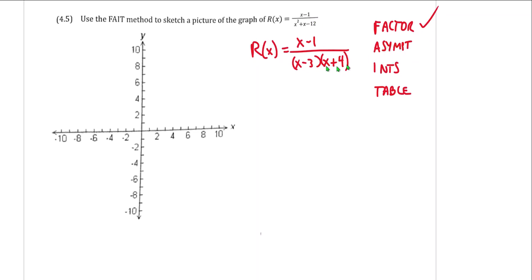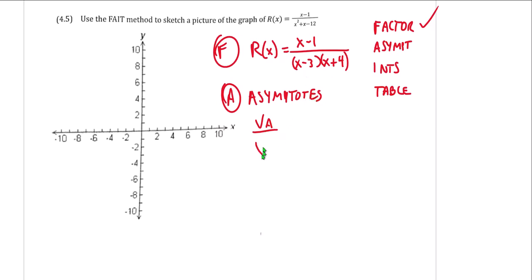Let's locate our asymptotes. So this is the factor step. This is the asymptote step. So asymptotes. So let's do vertical asymptotes. Remember, that's any x value that makes the denominator equal to 0. In this case, x minus 3 times x plus 4. In order to make that all equal to 0, x would have to equal 3, or x would have to equal negative 4. Why don't we just go ahead and plot those right now?